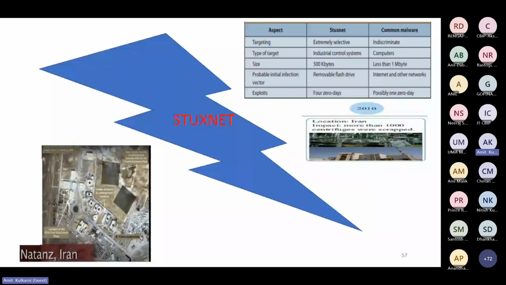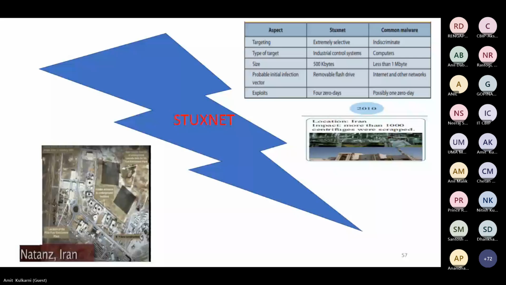So what was the speciality or characteristic of this malware? If you compare with common malware, its size was just 500 kilobytes, whereas others might be going into megabytes and above. It penetrated with flash drives, that is pen drives. And generally any normal malware can have just one zero-day exploit, but it had four zero-day exploits.